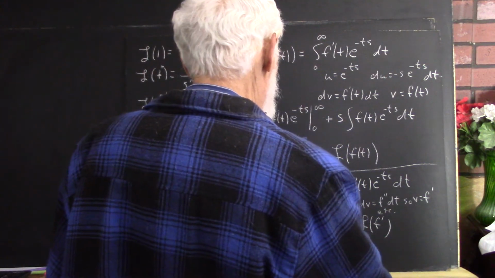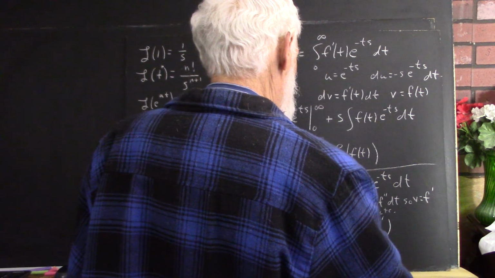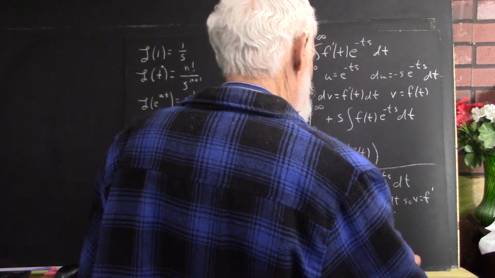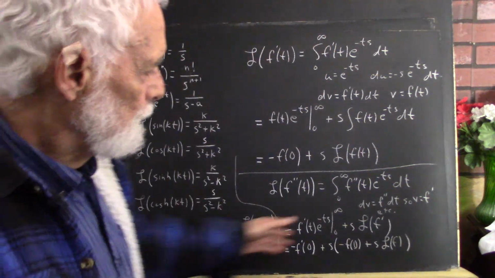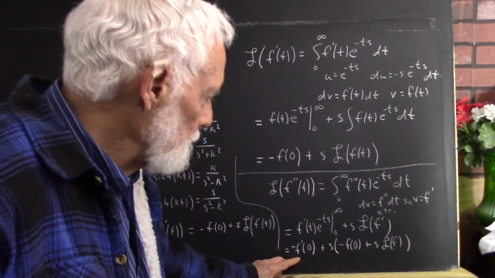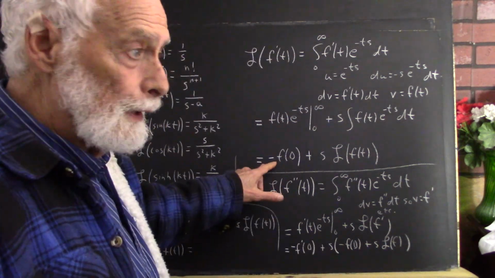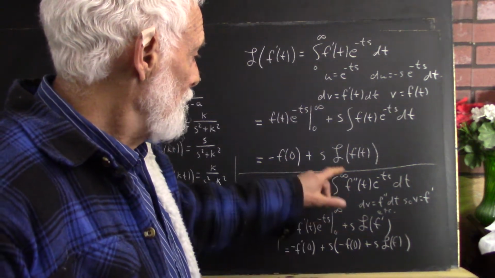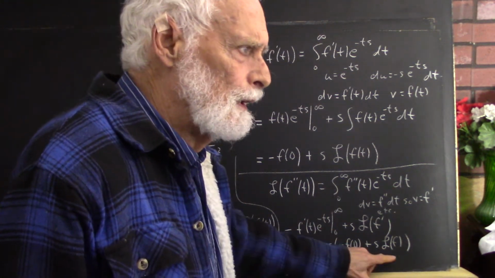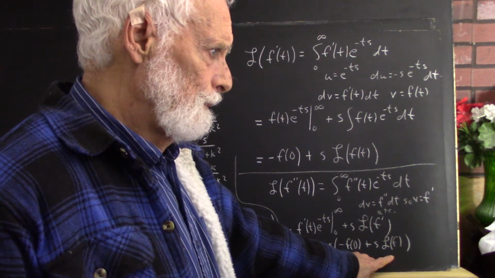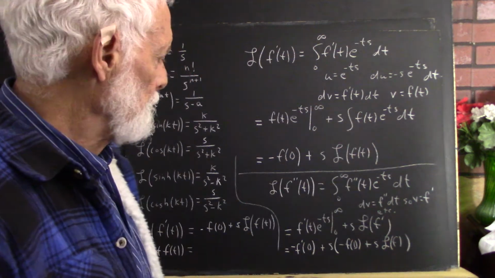Okay, s times negative f of 0 plus s times the Laplace transform of f. Of course, you use the distributive law, so you're going to get a negative f prime of 0 minus s f of 0. You're going to put an s in front of this, in other words. And then you're going to end up with s times s, which is s squared, times the Laplace transform of f.